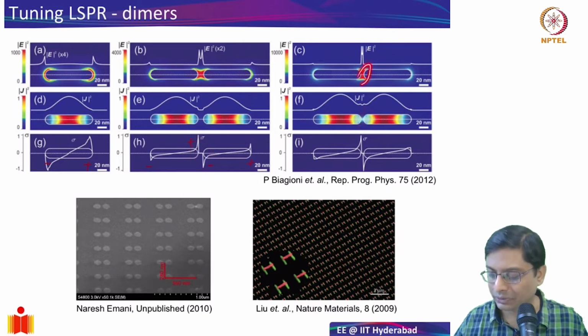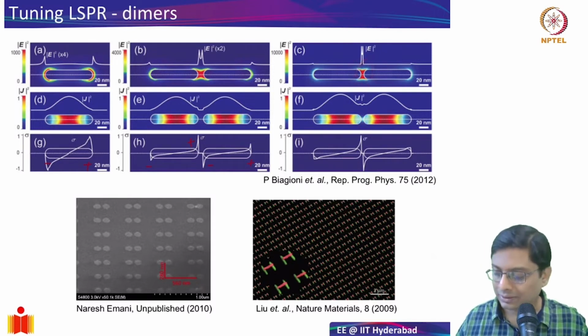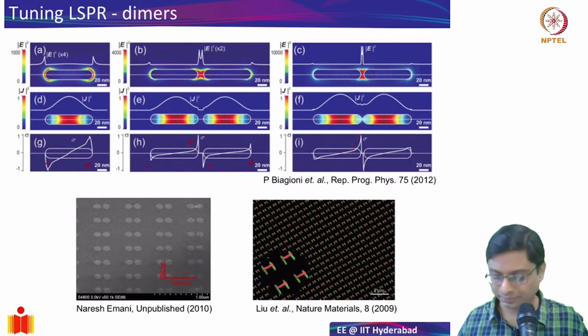And that is what is shown here. If you bring the rods closer, you will see that the electric field intensity has become much stronger. So you have a very, very strong confinement of electric field. And then of course the charge density as well shows a similar trend.